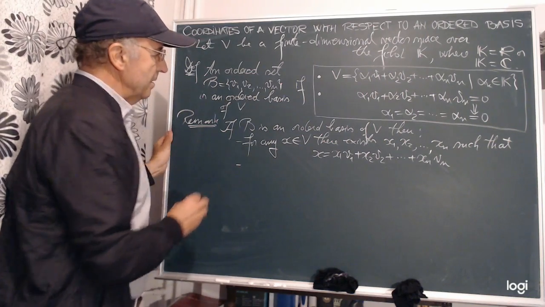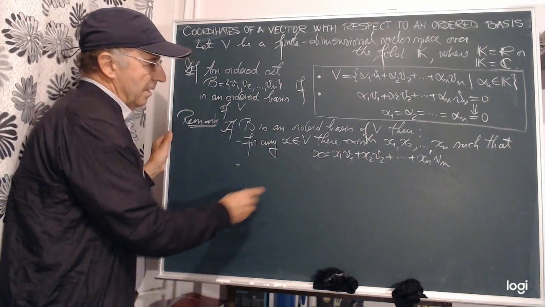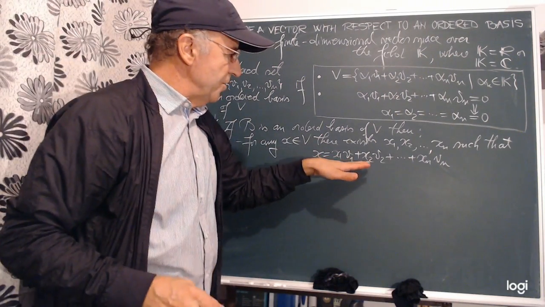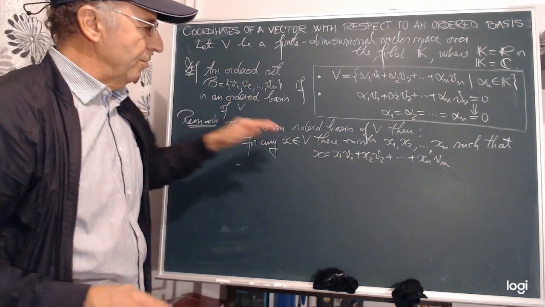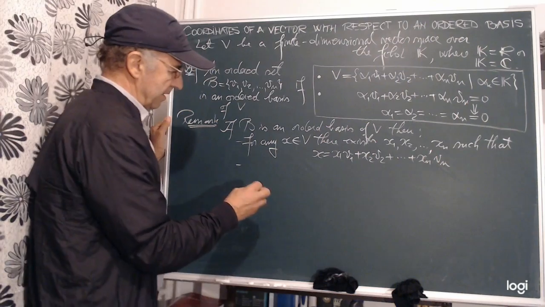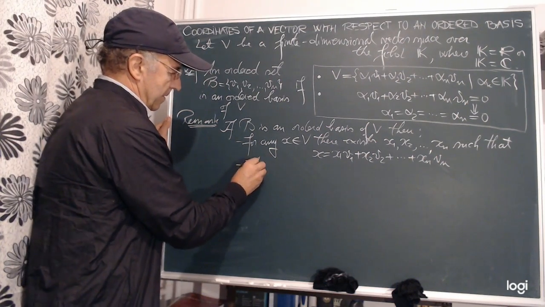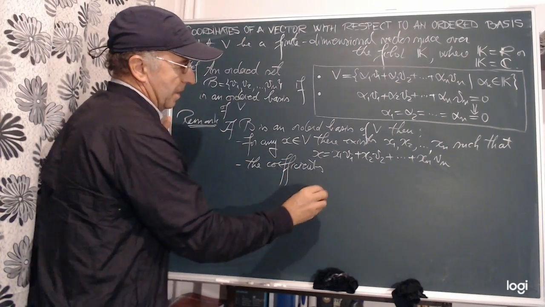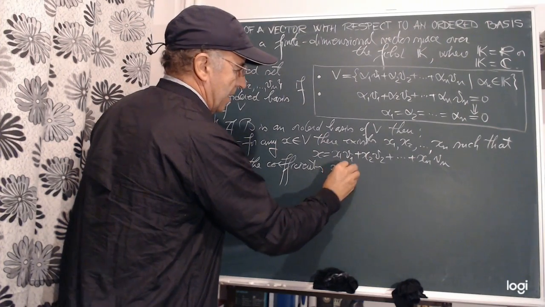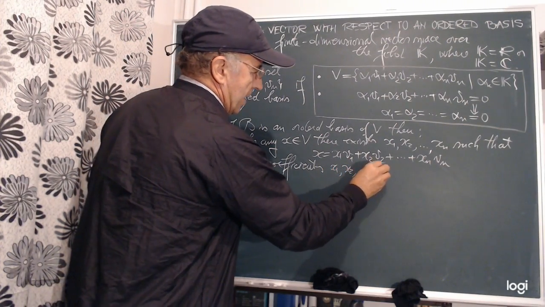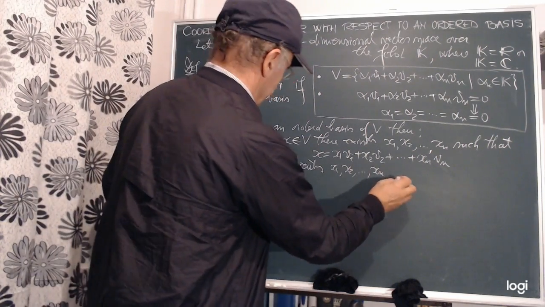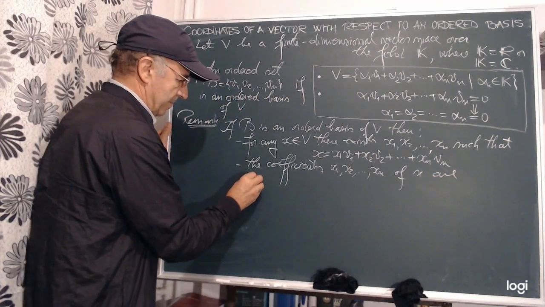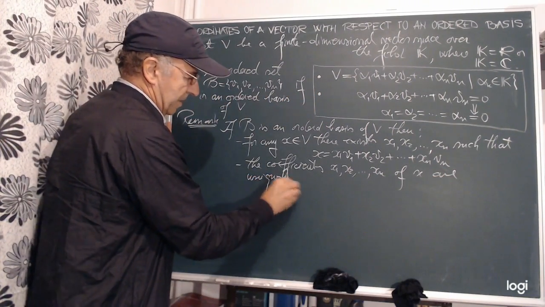And secondly, any x can be expressed in a unique way in this form. The coefficients are uniquely determined. The coefficients x1, x2, xn of x are uniquely determined.